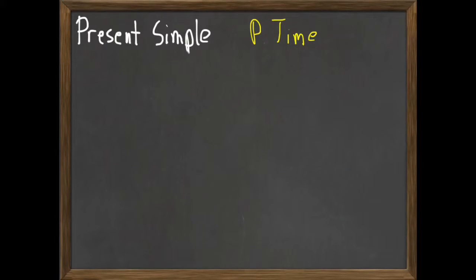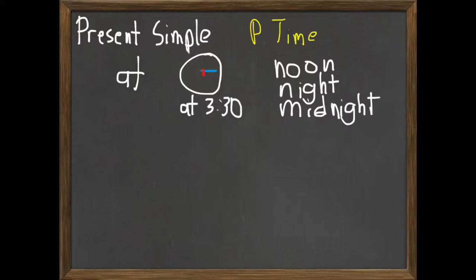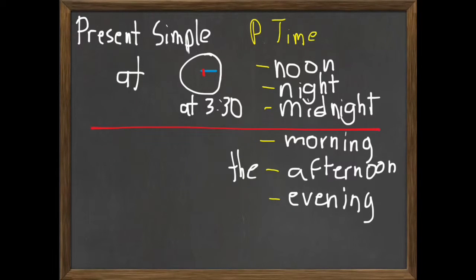Now let's briefly look at prepositions of time. We normally use at to say the time, at 3:30, or with the words noon, night, and midnight. For the other words stating a part of the day, like morning, afternoon, or evening, we use in as a preposition of time.